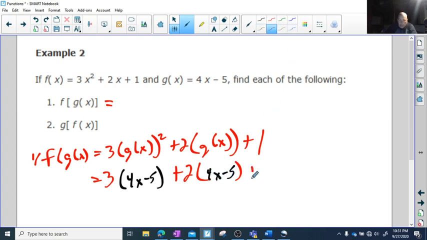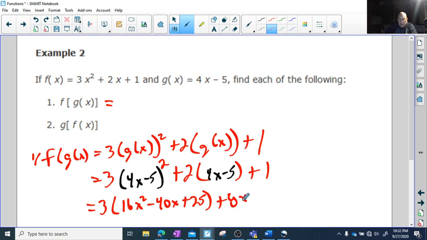Got my plus 1. Go back, don't forget my exponent. And now you expand out this polynomial. So you're going to get 3 binomial squared. Square the first, multiply and double, square the last one, plus 8x, subtract 10, plus 1.